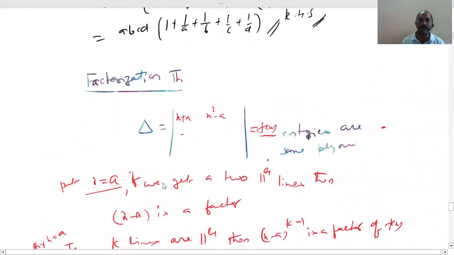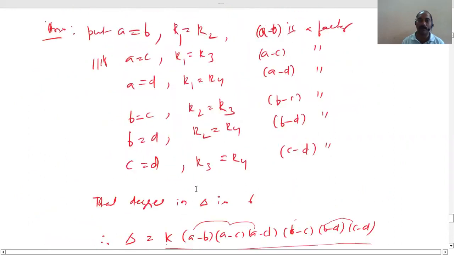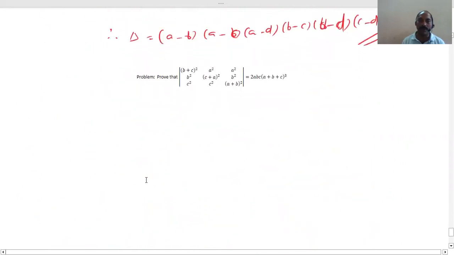Two means x minus a to the power 1, that is, one less. If two lines are parallel, then x minus a is a factor. If three lines are parallel, x minus a whole square is a factor in the determinant f of x. In f of x, x minus a is the factor. This is the way to apply the factorization method.